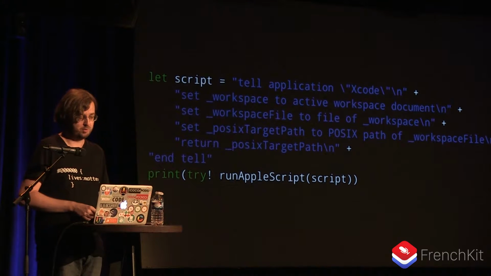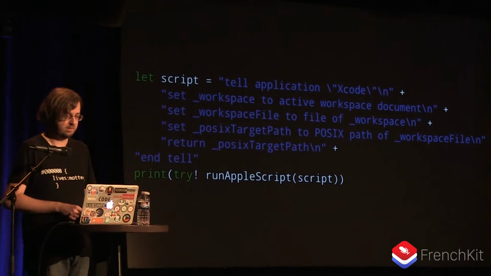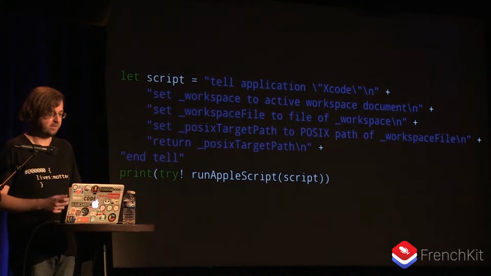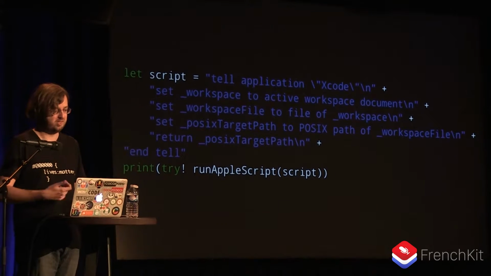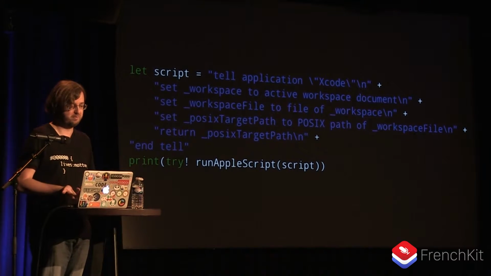And this is how an AppleScript could look for finding out where the currently open workspace in Xcode is located on the file system. So you get the active workspace document, you get its file, and then of a file you can get the POSIX path, which is the actual path on the file system. And then you can use the run AppleScript function that we just saw on the previous slide.